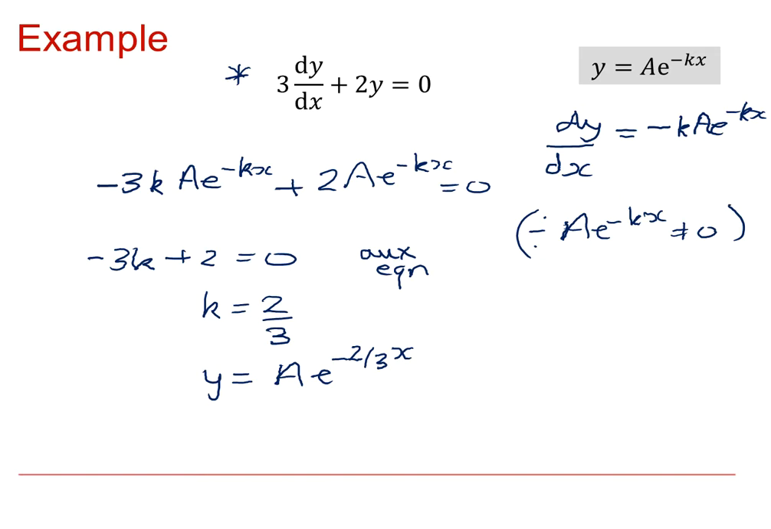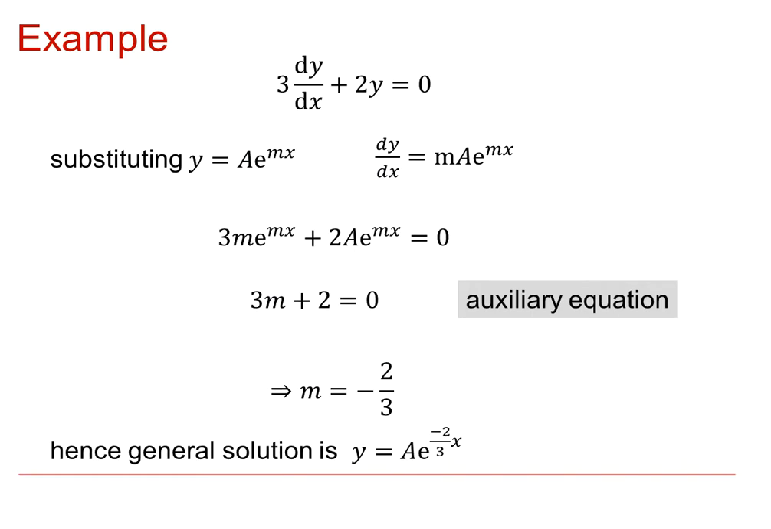And you will find that we often use the letter m in this auxiliary equation rather than k, as can be seen here. However, in some textbooks they may use another letter, for example the Greek letter lambda.